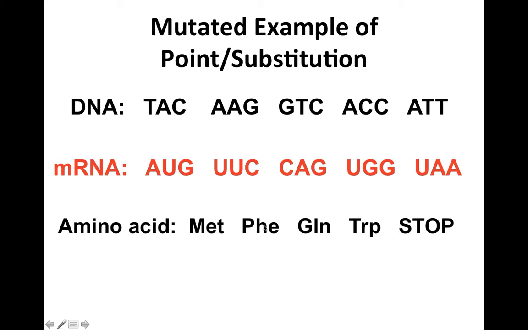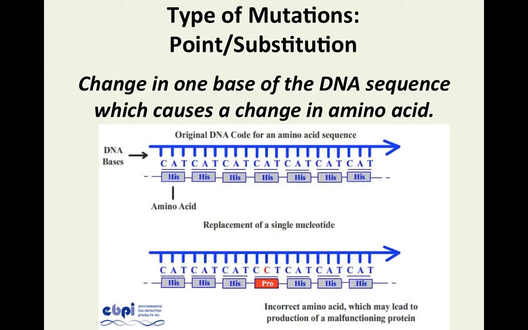This is an example of a point mutation, which is what we just talked about. So in the table, let's put down for a point mutation, or a substitution, a change in one base of the DNA sequence, which causes a change in only one amino acid. So we're changing one base, therefore only one amino acid will be changed. Sickle cell anemia is an example of this. So you do still get the wrong protein.